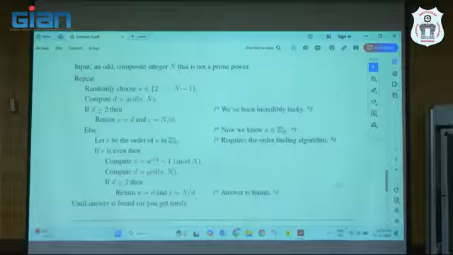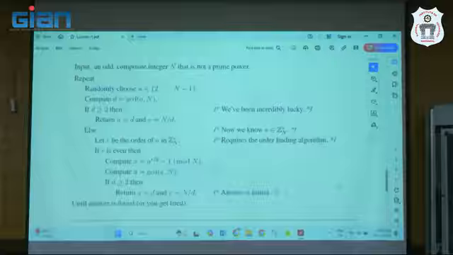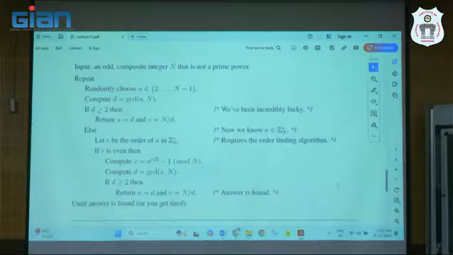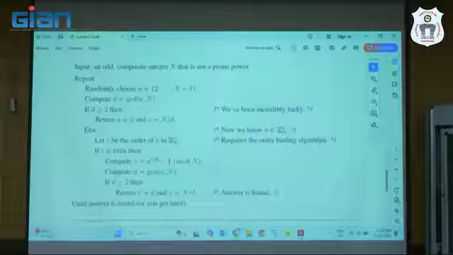So that is done. Otherwise, what happens? A is co-prime to n. So that means A belongs to Z star n. Agreed? Now, using the order finding algorithm, find the order of A in Z star n. That is where we are using the order finding algorithm subroutine. This is where we are finding the order, which in turn uses phase estimation and all that. Agreed? Good.